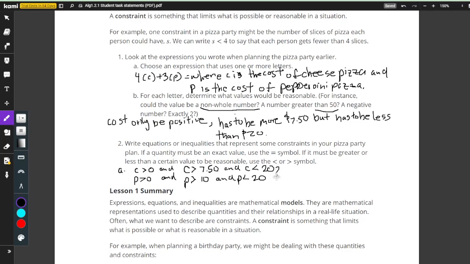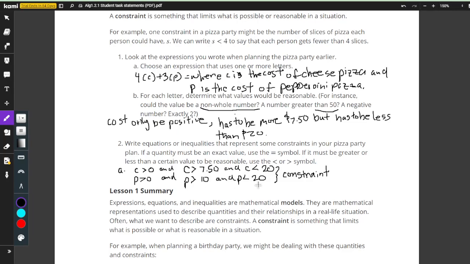So constraints mean that you cannot be over these things. So your cheese pizzas cannot be $21. That's too much. But your cheese pizza can't be smaller than $7.50 because your medium pizza is probably $7.50, so you want it to be more than that. Otherwise, why would you order a medium pizza if a large pizza is the same price? Same thing with pepperoni. Pepperoni's $10, but it can't go over 20.